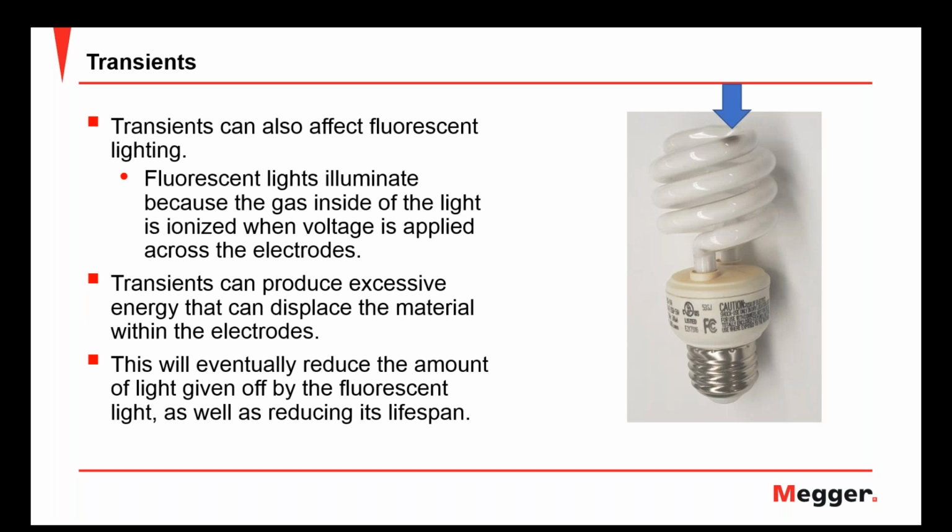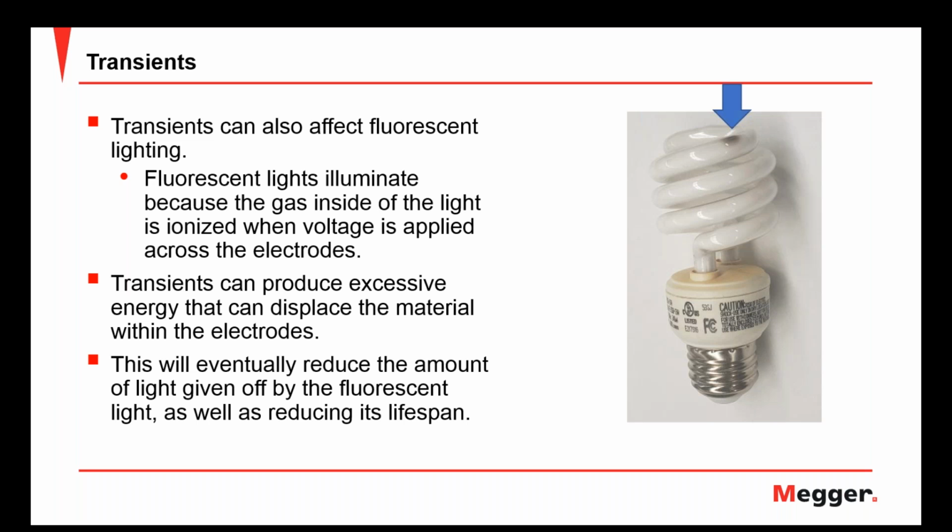The other big impact you can have with transients is in lighting, especially fluorescent lighting. For any of you that have replaced these fluorescent lights, you'll notice that when they burn out, they're usually dark on the ends. But sometimes you'll actually see little black spots in them. These black spots are mercury deposits, and they are caused by transients hitting the lights. Over time, that reduces the output and the life of the light.